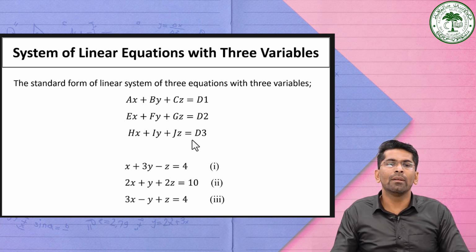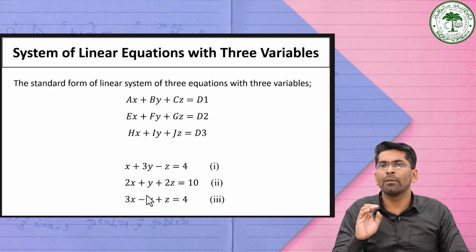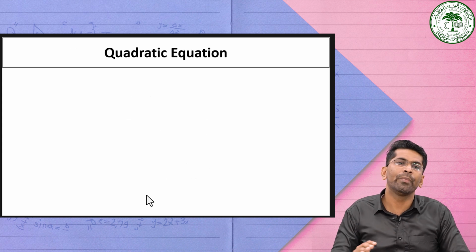Consider an example of a linear system with three variables: x plus 3y minus z is equal to 4, 2x plus y plus 2z is equal to 10, 3x minus y plus z is equal to 4. So here we have three equations and three unknown variables, that is x, y, z. So if it is a three-variable case, then we have three equations as well.